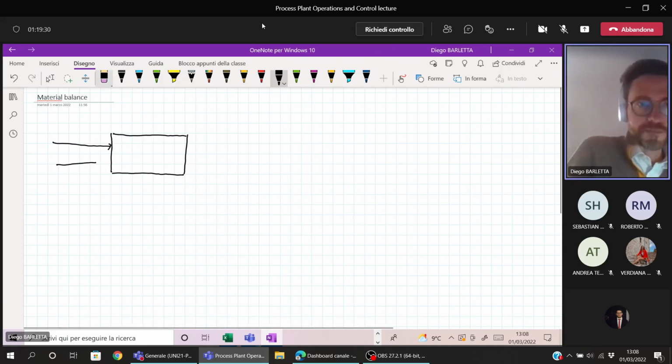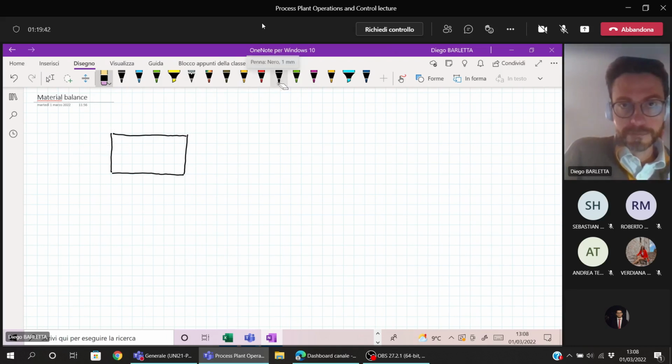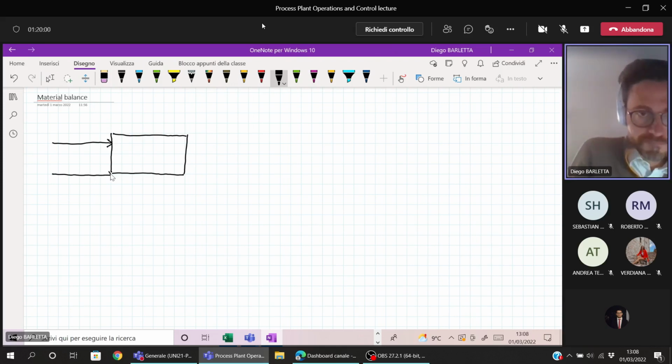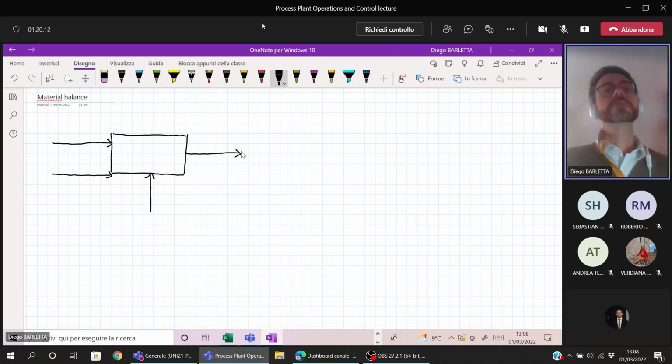Let's do it in a different way. Sorry, we don't have enough space to write. And I put the third input here. And then we have 1 output.